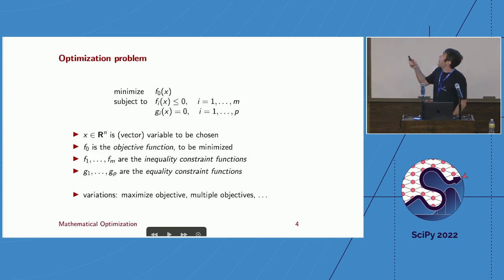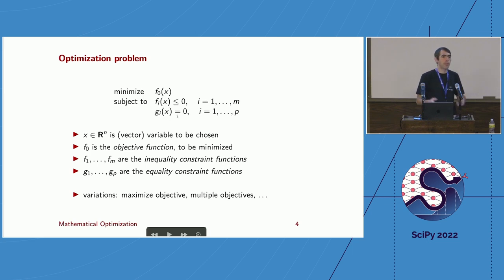To start off, I'm going to give one particular definition of a mathematical optimization problem. The standard form here is that we minimize some objective f0 applied to this variable x, which is a vector of dimension n here. We have inequality constraints that fi of x is less than or equal to zero for these different functions fi, and then we have equality constraints.